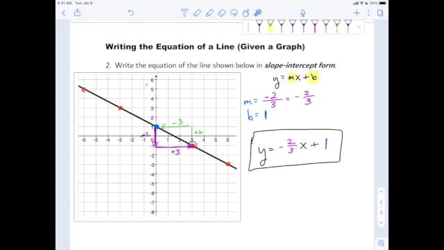If you really wanted to check, you could plug in random points. This point right here, if you plug in 6 for x, you should get out negative 3 for y after you do negative 2/3 times 6 plus 1. You get negative 3, or do that with any of these points, and it should work out.